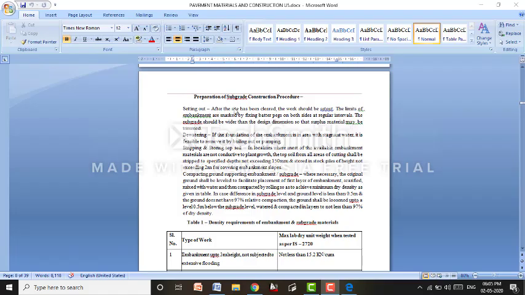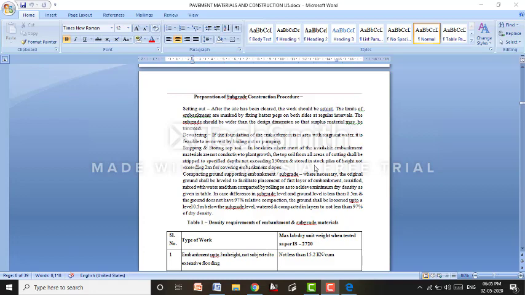See, after the site has been cleared, the work should be set out. The site has been cleared means there are different waste materials and vegetation on the existing earth surface that need to be cleared, and then set out needs to be done. So the set out is nothing but the marking and fixing the pegs on both the sides of the roads at the appropriate levels, and even marking needs to be done.